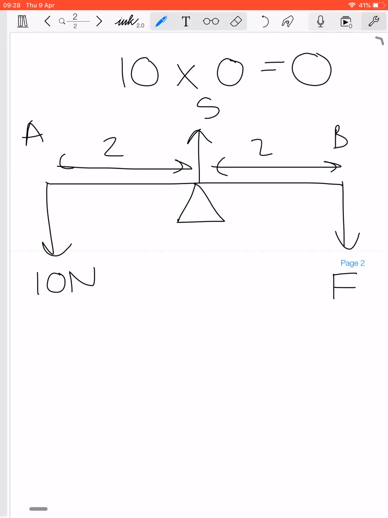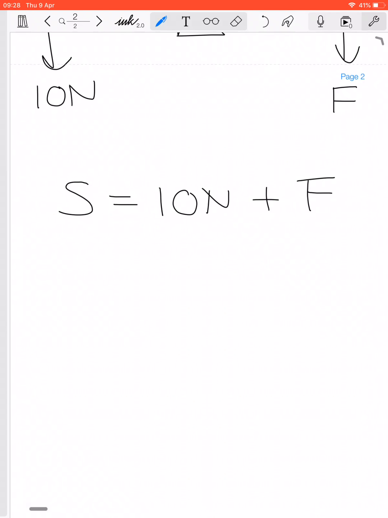Now, if this is a balanced beam, we know that there are equal and opposite forces. So that support, that force pointing upwards, S, must equal the two forces pulling it down. That's the whole reason it's able to support. So we know that S must equal 10 newtons plus F. We know that, otherwise your beam would not work. So we're happy that S equals the combination of the weights on the beam. That is how a seesaw is built, otherwise they'd never ever work.